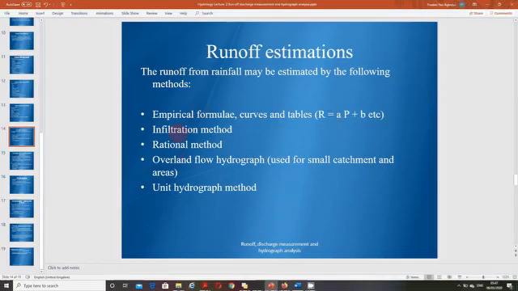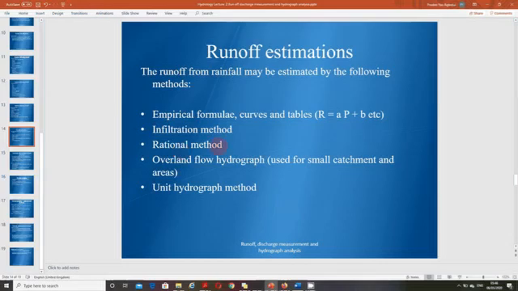The second technique is the infiltration method, which we've already covered in our previous chapter. Once you know how much water infiltrates from precipitation using any of the infiltration techniques, either the Horton approach or the phi index approach, you should be able to know how much runoff occurs. If you also know the runoff coefficient of a catchment, you can know how much of the precipitation will occur as runoff. So that's the second method sorted.